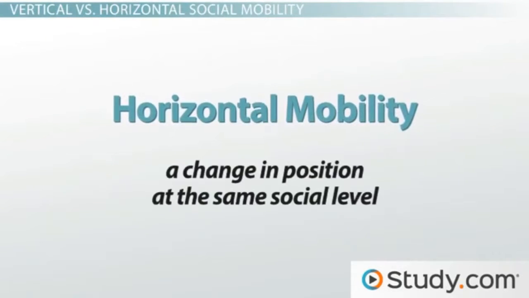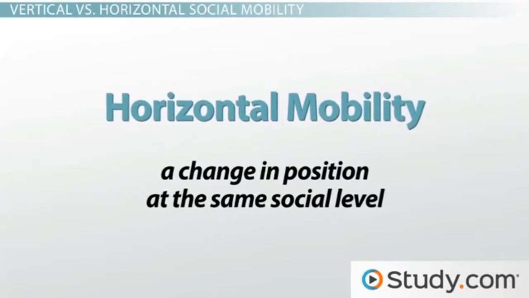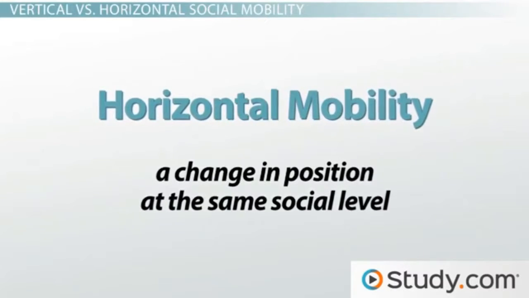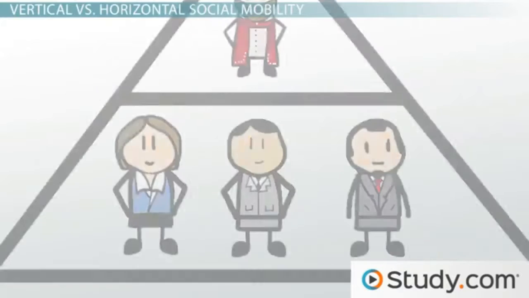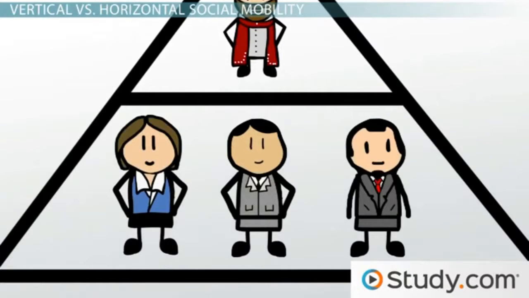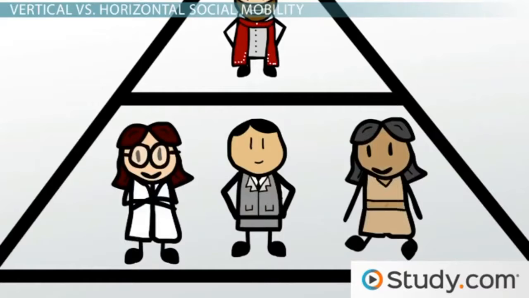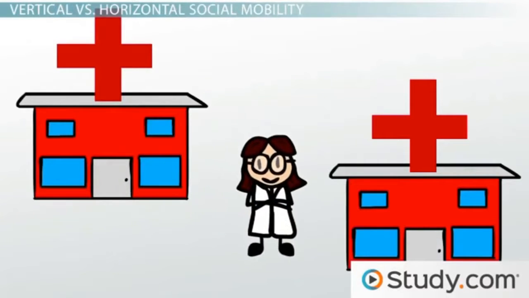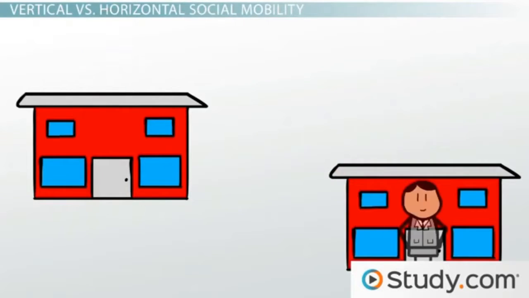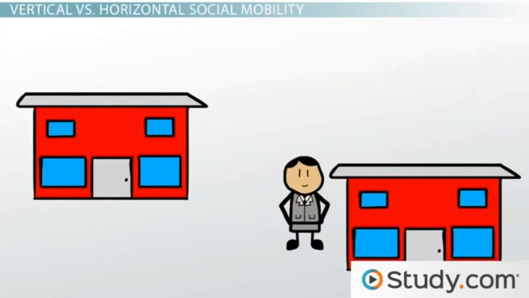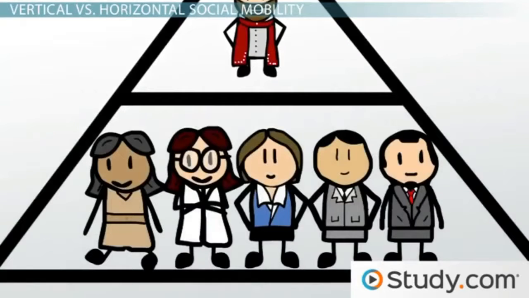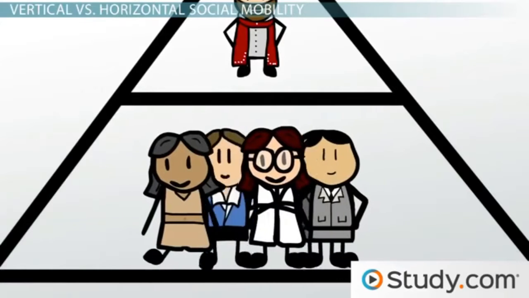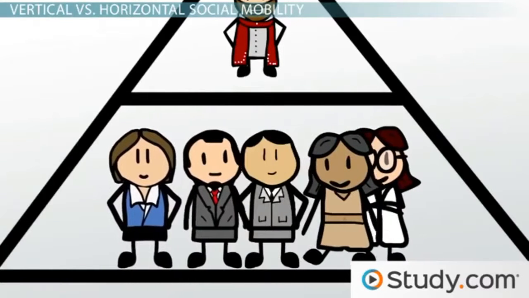Horizontal mobility, a change in position at the same social level, is actually much more common than vertical mobility. It is almost always the result of changing occupations within the same social class. A nurse who leaves one hospital to take a position as a nurse at another hospital, and a manager who accepts a similar position at another company, are both experiencing horizontal mobility. Although they have changed jobs, they remain at their same level within the social hierarchy.